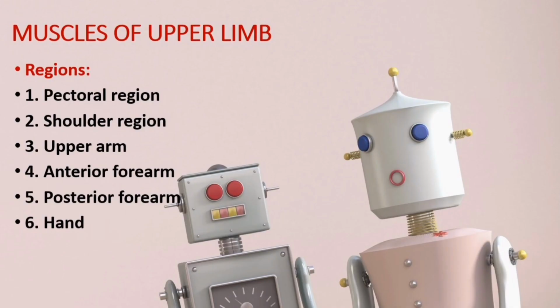Muscles of the upper limb. The muscles of the upper limb can be grouped in different regions. The regions include muscles of the pectoral region, muscles of the shoulder region, muscles of the upper arm, muscles of the anterior forearm, muscles of the posterior forearm, and finally muscles of the hand.